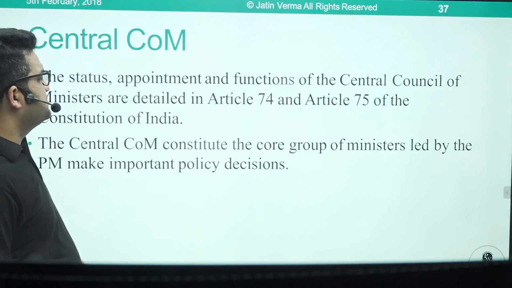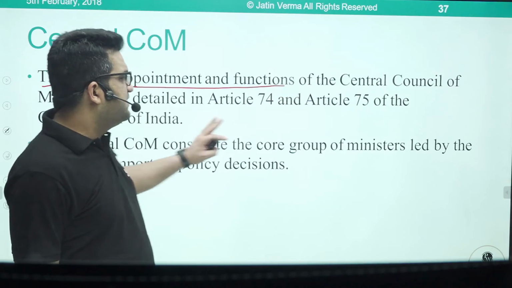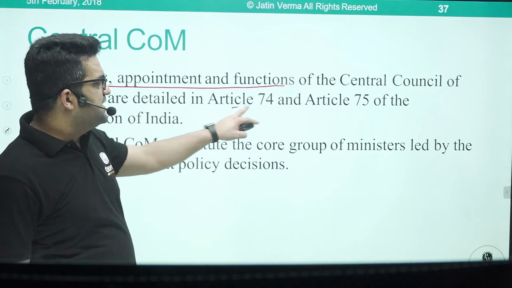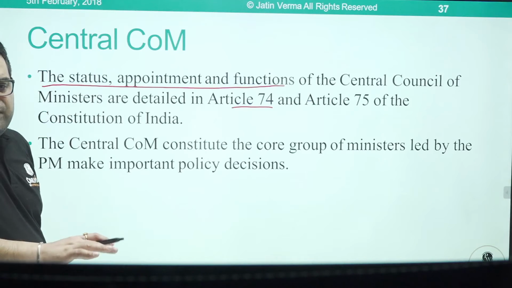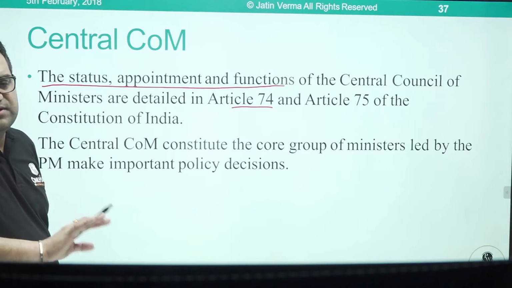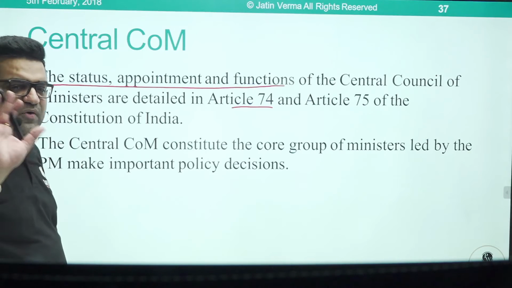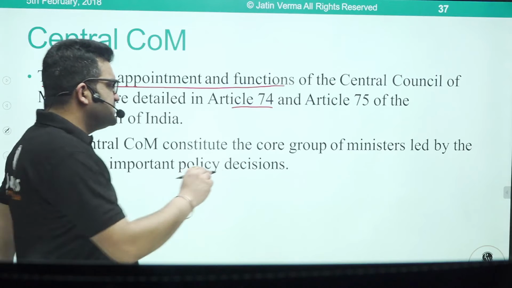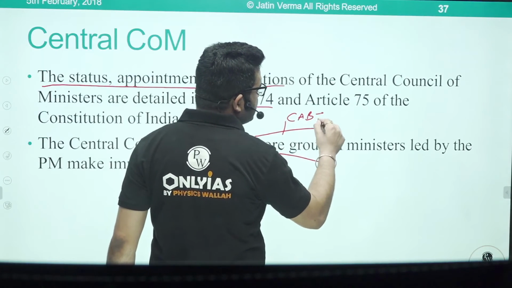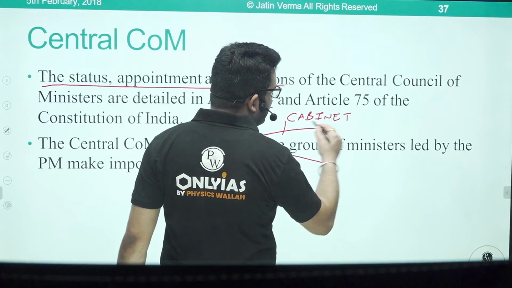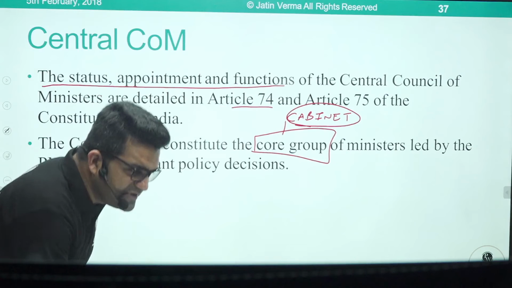Now, the Central Council of Ministers. Here, the status, appointment and functions of the Central Council of Ministers are detailed in Article 74, as we have read before. The Central Council of Ministers is the group of all the ministers. Okay, not the core. Core is the cabinet. The core group will be the cabinet ministers only, the inner coterie, the kitchen cabinet as we call it. Okay, the kitchen cabinet is even smaller.